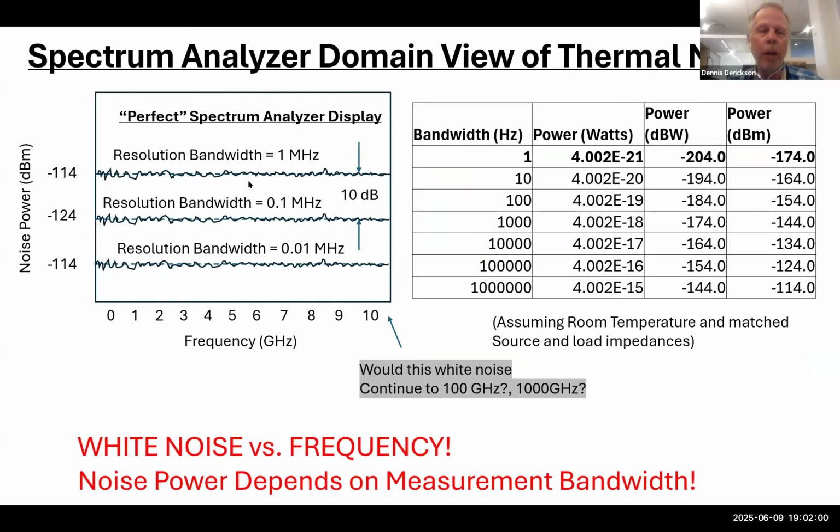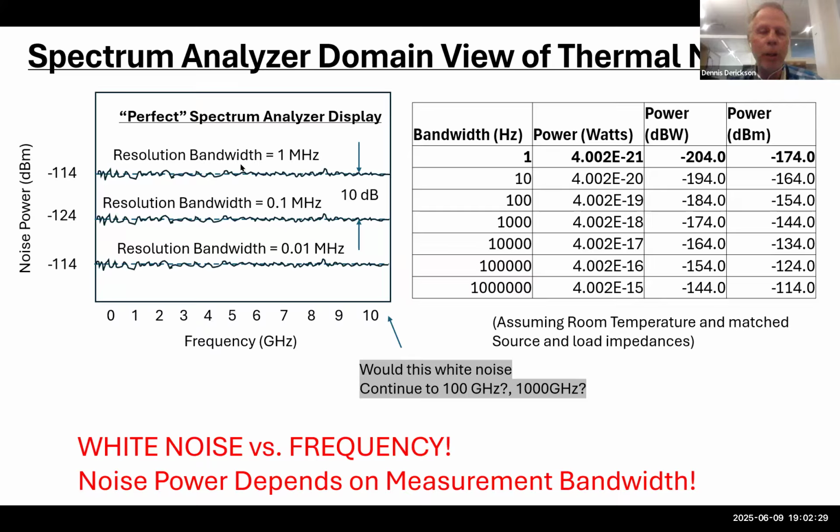Now let's look at the spectral domain view of thermal noise. So in a spectrum analyzer, you have noise power on your vertical axis, and you have frequency on your horizontal axis. Now I repeat this measurement of, depending on the bandwidth, how much power do you have in thermal noise in dB, in regular watts, in dB watts, or in dB compared to a milliwatt. Remember, -174 is that magic number that we all remember about thermal noise.